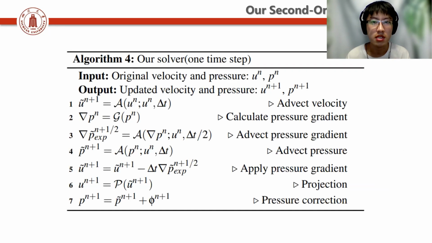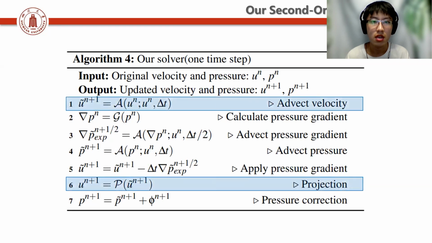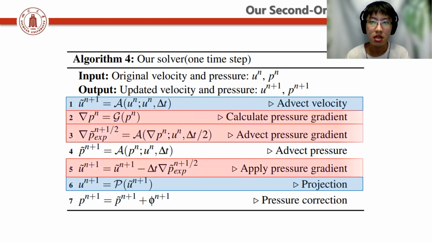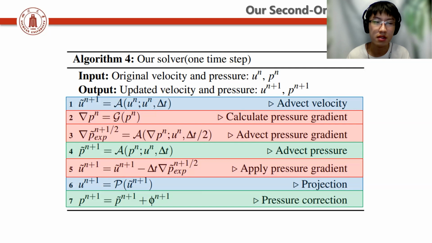Here I posted the pseudocode of our algorithm, in which the original operation of the advection projection framework is framed by a blue rectangle. The second order explicit pressure gradient scheme we just described is framed by a red rectangle. And the part selected by the green rectangle is our next topic.